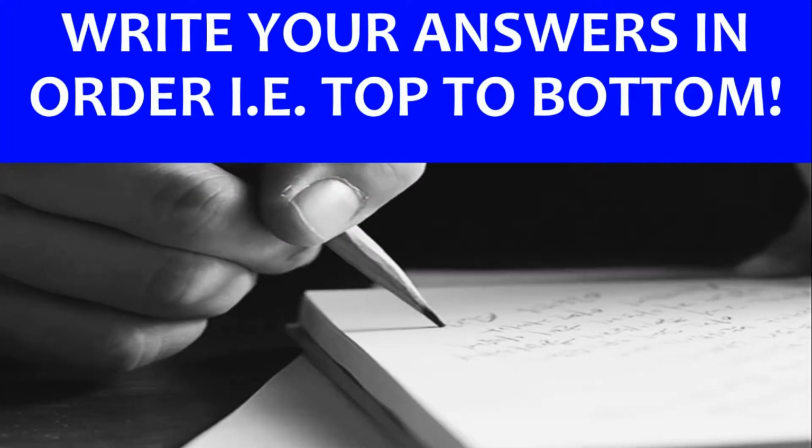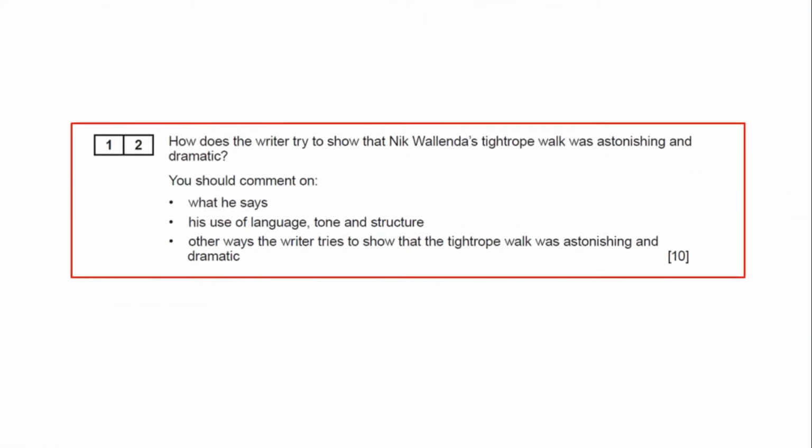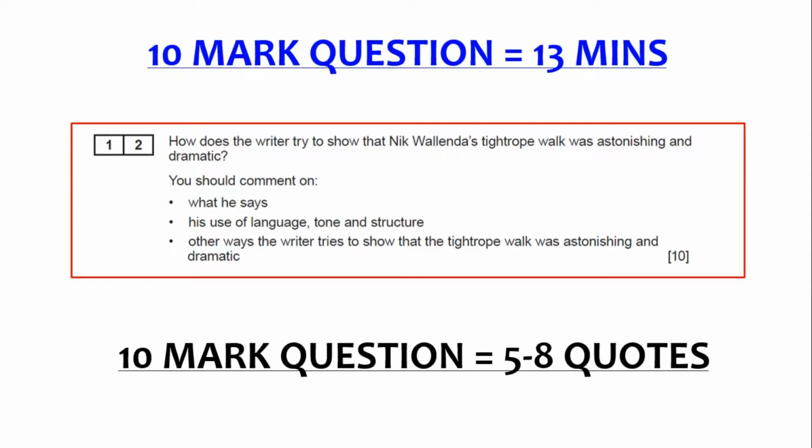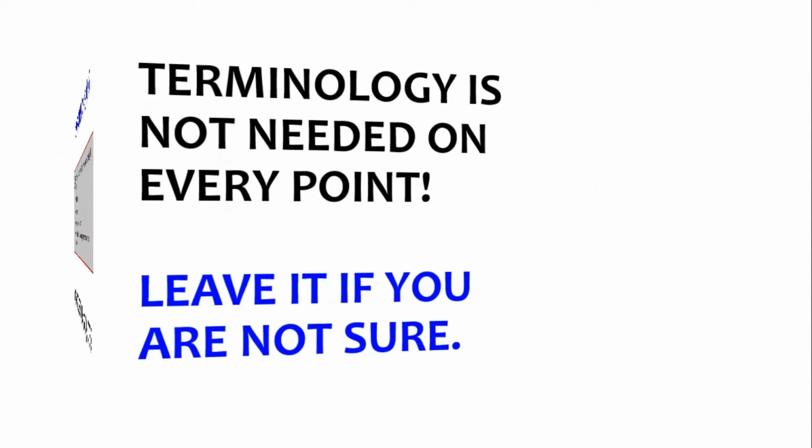So write your answers from top to bottom. Okay. How does the writer show that Nick Wallender's tightrope walk is astonishingly dramatic? So basically, if it's a 10-mark question, which this one is, question 2 will always be a 10-mark question, you're looking at about 13 to 15 minutes, and I've put here 5 to 8 quotes.